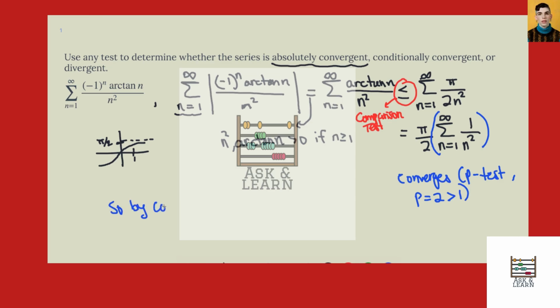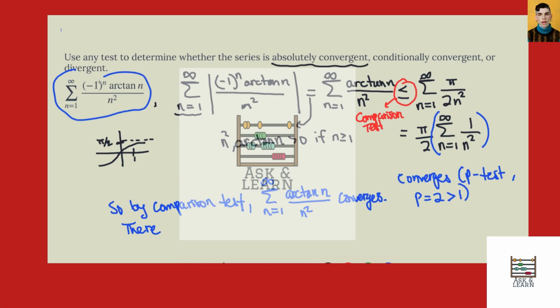So by the comparison test, the lower bound also converges. And we conclude that the original series is absolutely convergent.